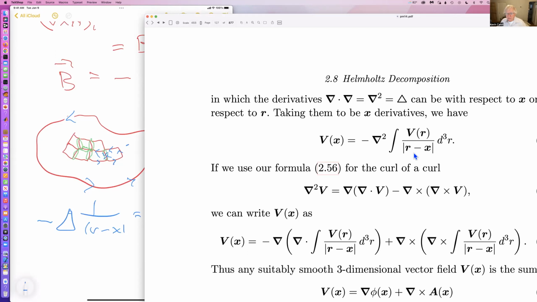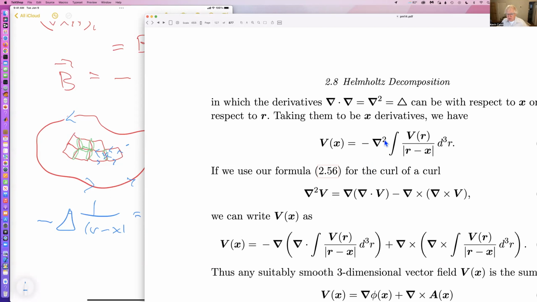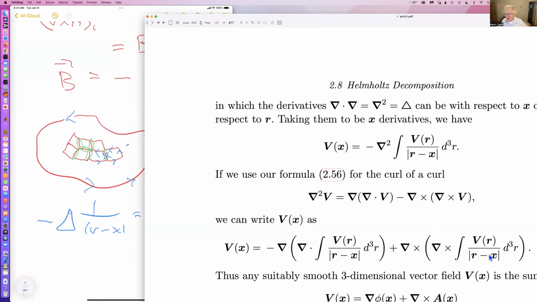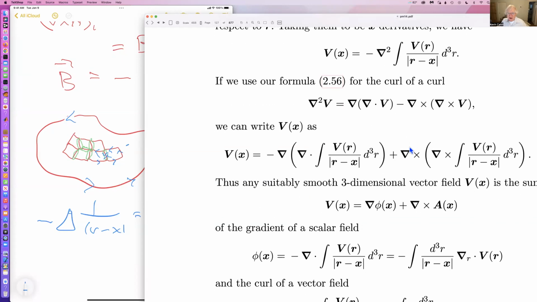So now we now take the curl of the curl, or Laplacian on V, I should say. What we get is that, in other words, this Laplacian is then minus the gradient of the divergence of this thing plus the curl of the curl of this thing.